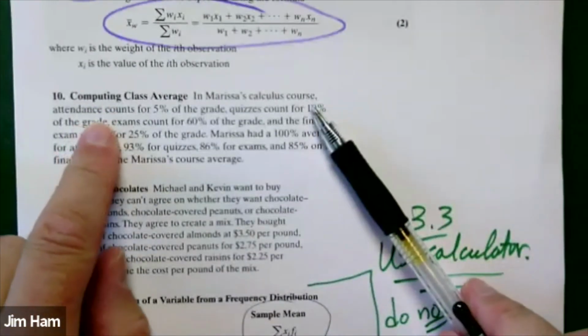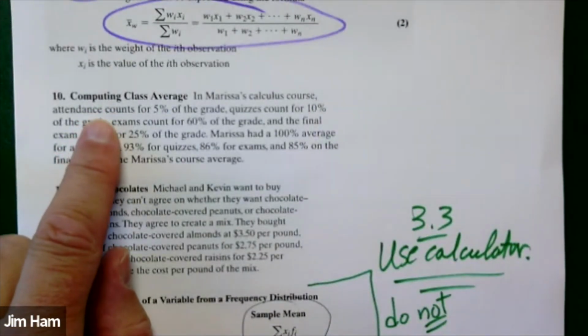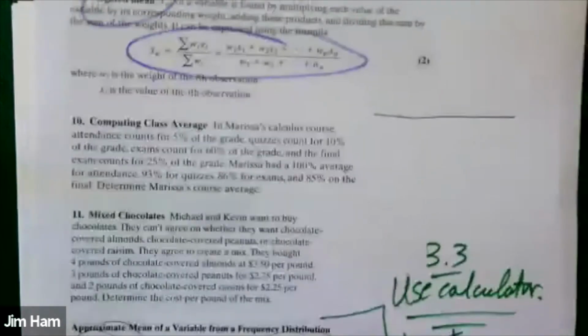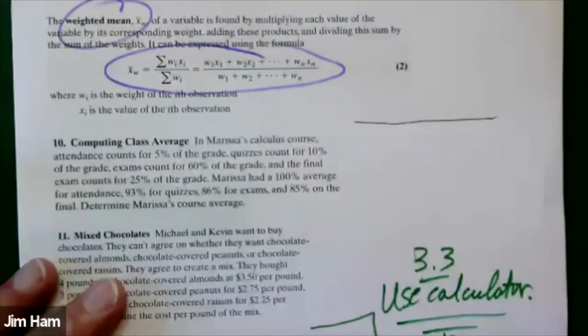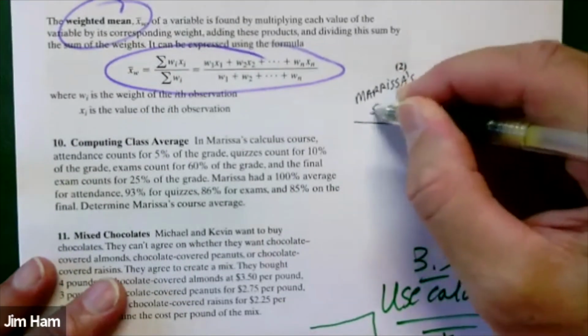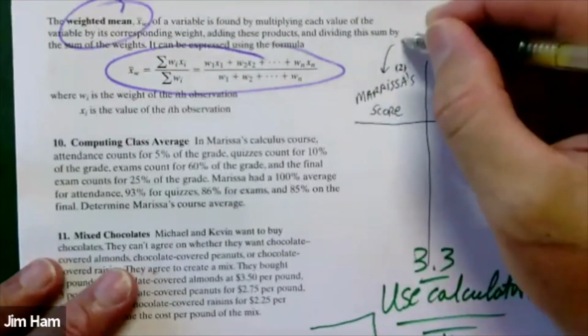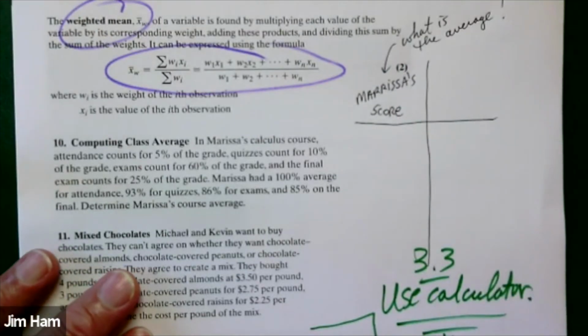So we'll read it, and it says attendance counts for 5%. So I'm going to create a table. You're going to need 2 columns for this table because we're going to enter one into L1 and one into L2 to do the calculation. This looks like a messy formula, but we're going to have Marissa's score here. That would be like the data value. It would be her scores, and what we're trying to do is to find the average of her scores. So what is the average? The average score would be her final percentage in the class, and that's directly linked to the grade.